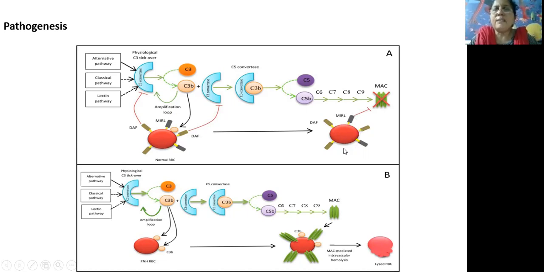So RBC remains like this. This is normal. Whereas see this here, there is no CD55 and 59. No decay accelerating factor, no membrane inhibitor of reactive lysis. So what happens? This process is going on. So this membrane attack complex directly hits the RBC and lyses the RBC. Understood? Okay? Lyses the RBC.